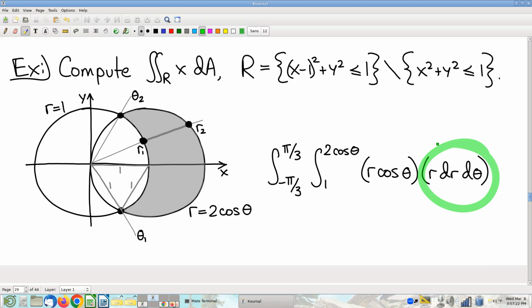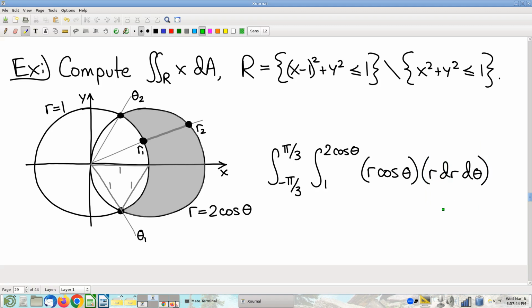r dr d theta. Again, notice I've already not forgotten my r. So I'm a big fan. Please do this, unless you have a better way to remember, that's also fine. But this is the only way that I can stop myself from accidentally forgetting 10% of the time to put my stretching factor in there.